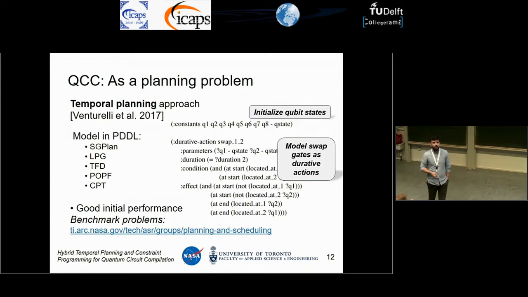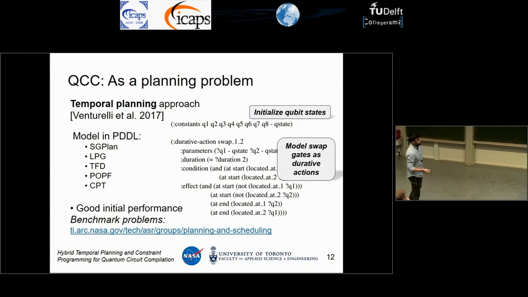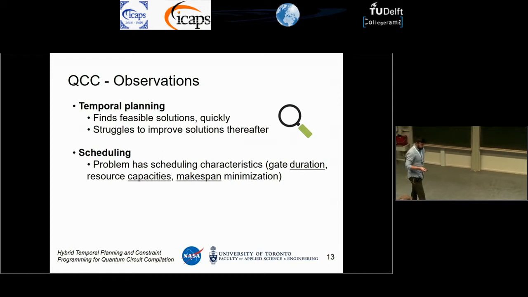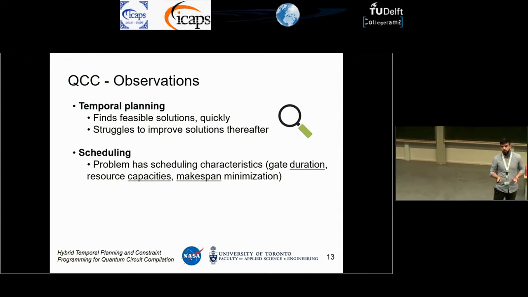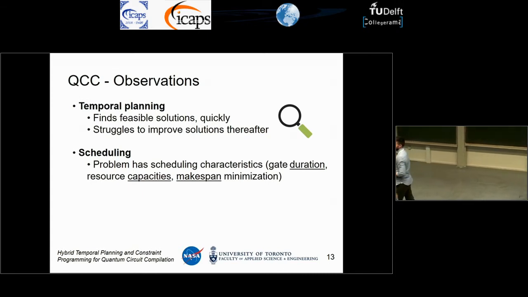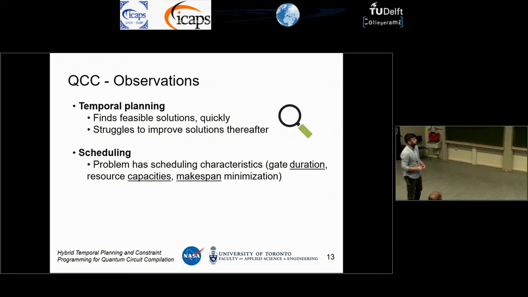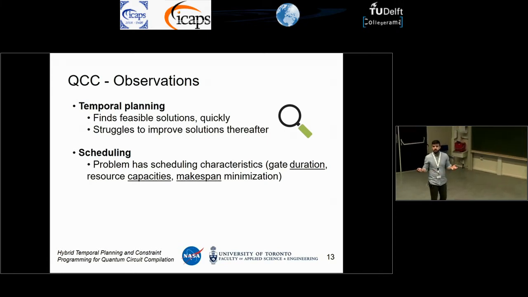You can go there and play around with it with your own methods, and I would encourage you to do so. Some observations based on the planning paper was that temporal planning typically found solutions quite quickly, but then it struggled to improve upon them over time. I noticed that there's a lot of scheduling characteristics to this problem. So we have things like makespan, we have gate durations, we have resource capacity constraints.